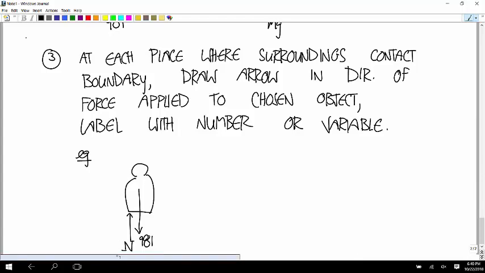Okay, and usually our coordinate system is going to have the y-axis up. So this says we have a force of 981 newtons in the negative y direction and a force of N in the positive y direction.